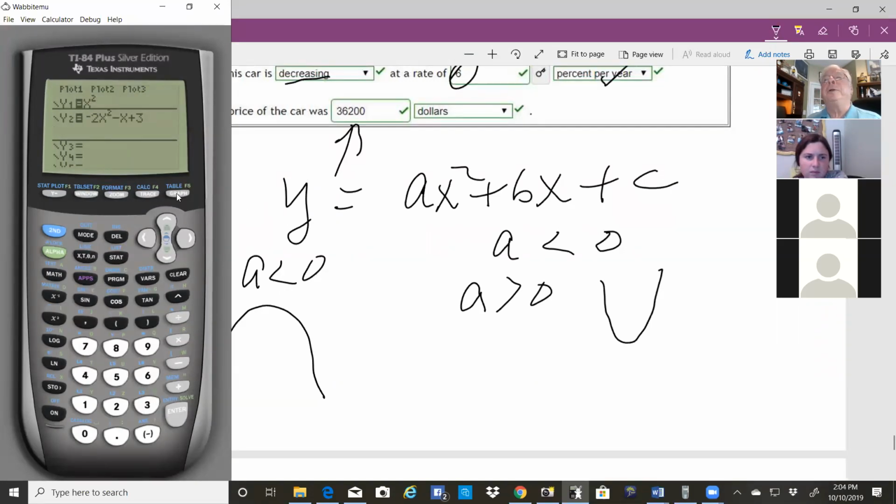What do you think that's going to do, Destiny? Make a be less than 0. Okay, so it's going to point downward or open downward. Yes, sir. And sure enough, there it goes. In fact, you can always check your work about where the vertex is.